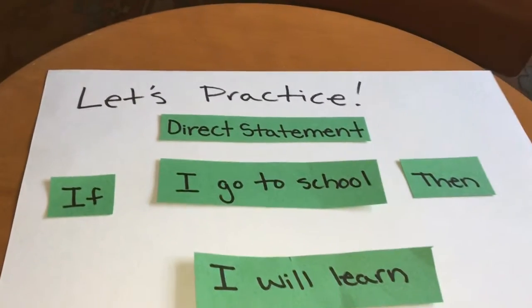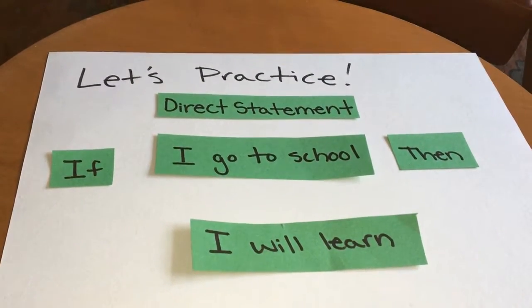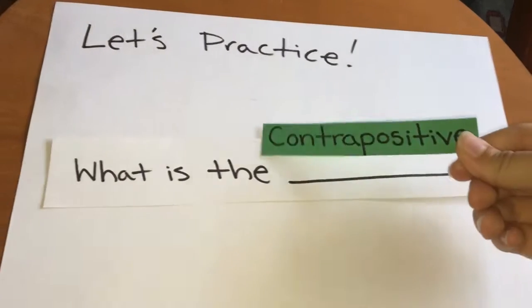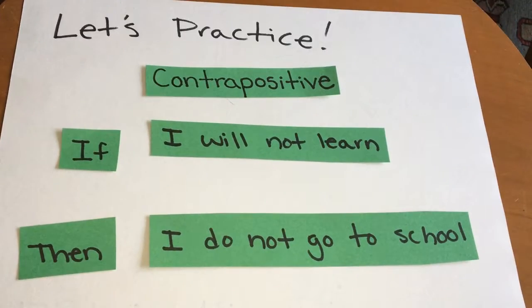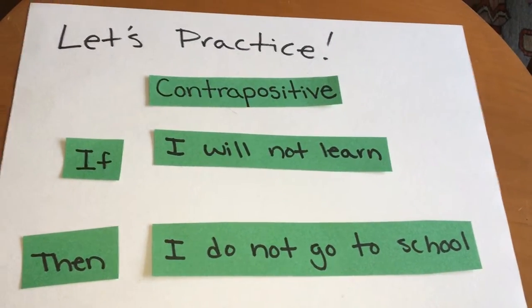The direct statement is, if I go to school, then I learn. What would be the contrapositive? Pause the video and answer as a class. The contrapositive of this statement is, if I do not learn, then I do not go to school.